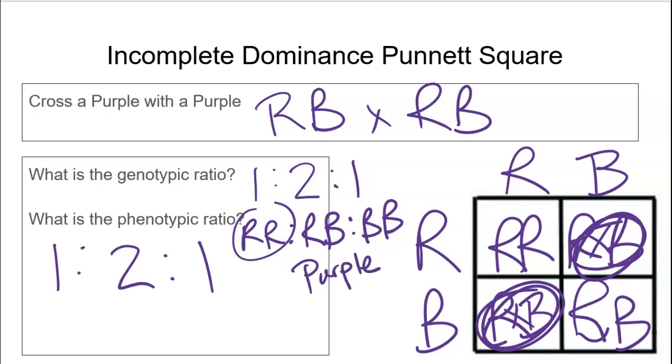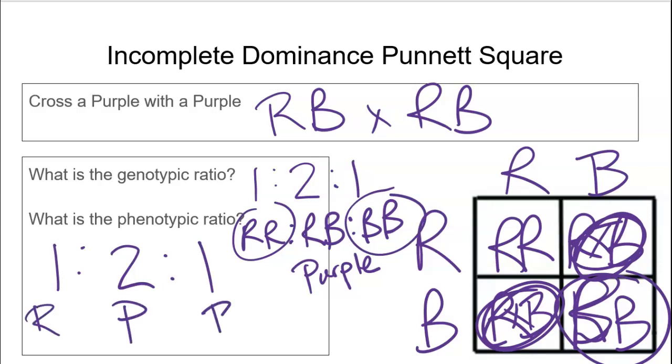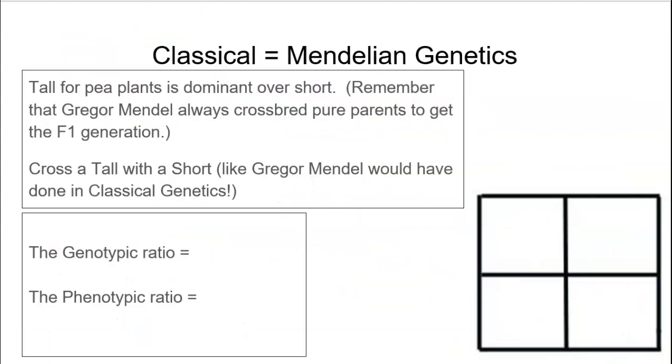And lastly, there's 1 that's BB, even though that kind of looks like an R, my fault. That is a BB for blue. So you end up with 1 red, 2 that are purple, and 1 that is blue. This is a new genotypic and phenotypic ratio for incomplete dominance. Now it's your turn to finish out your guided notes and to finish the questions in the Edpuzzle.